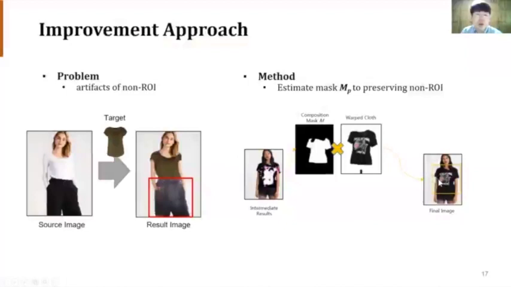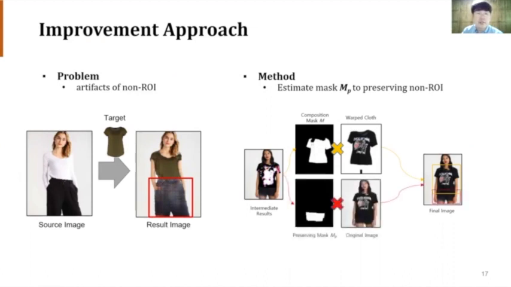Therefore, we modify the try-on module in order to estimate another mask for preserving pixels from the original image. Specifically, the original try-on module only extracts a region to be replaced by the warped clothes image, as visualized in orange arrows. But we add another mask to estimate the region to be preserved from the original source image, as shown in red. We expect the method will alleviate the artifacts in non-ROI, which enhances the general performance of generating images.